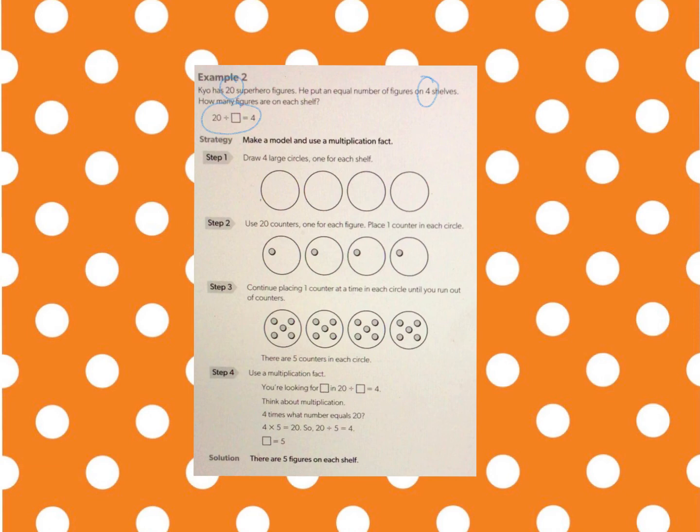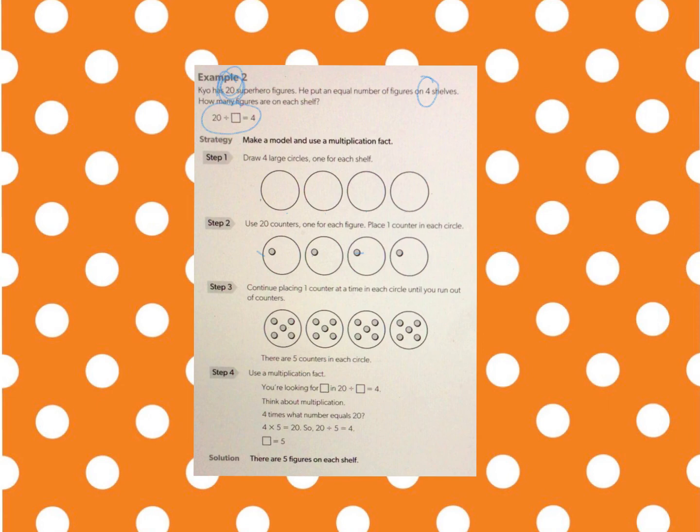So the first thing I would do is draw those shelves, 4 large circles, 1 for each shelf: 1, 2, 3, and 4. And then step 2, I would use 20 counters, 1 for each figure, and I'd place 1 counter in each circle until I get to, what's that number again? 20, good job. So I would start by putting 1, 2, 3, 4, and continue counting 1 counter at a time until you run out of counters, or until I get to that number 20.